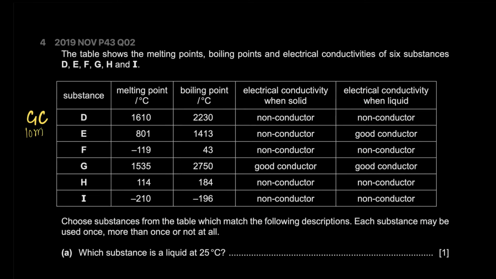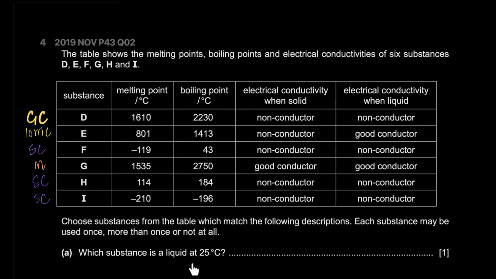Ionic. Then we have F, very low melting and boiling point, so it has to be simple covalent. G, high, good conductor, has to be a metal. Okay, low, non-conductor. We have our simple covalent back. And the last one, pretty low. That's simple covalent as well, right?